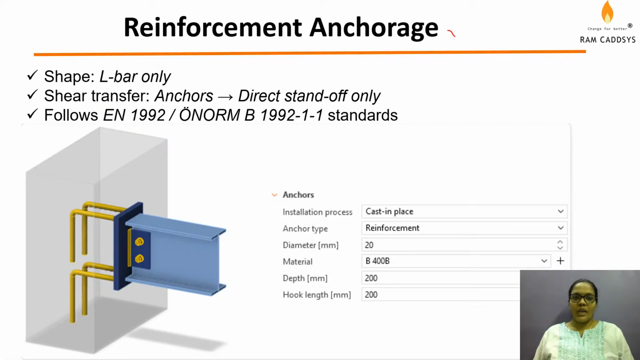In reinforcement anchorage, the shape is L bar only in the connection application. But in detail, we have shapes like U shape, L shape, and straight shapes available for reinforcement. In the connection application, it is restricted to the L shape only. By default, it has the L shape, and the shear transfer is also done through anchors, and it follows the European code.